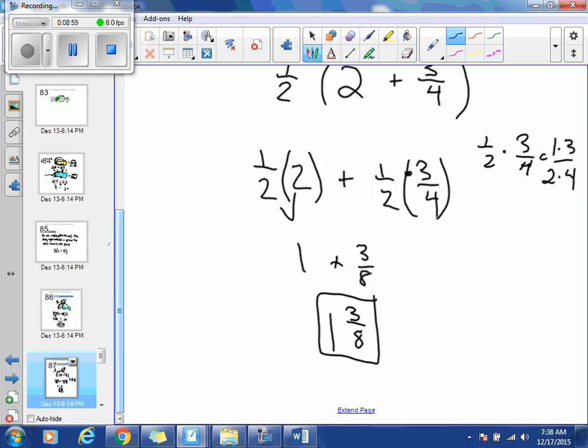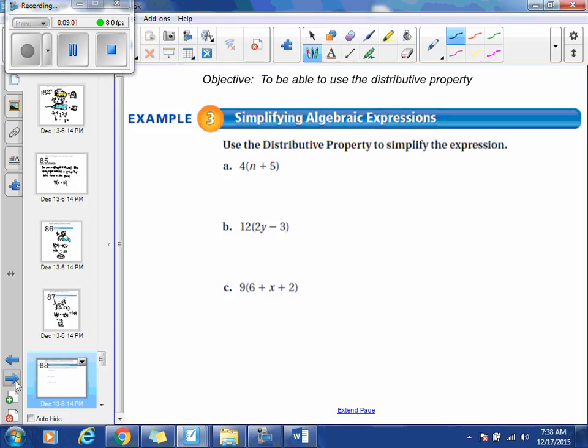So the distributive property can be helpful in breaking down problems, making mental math multiplication much easier. We are in example 3, and we haven't even hit 10 minutes. I'm doing okay. All right, use the distributive property to simplify the expression.